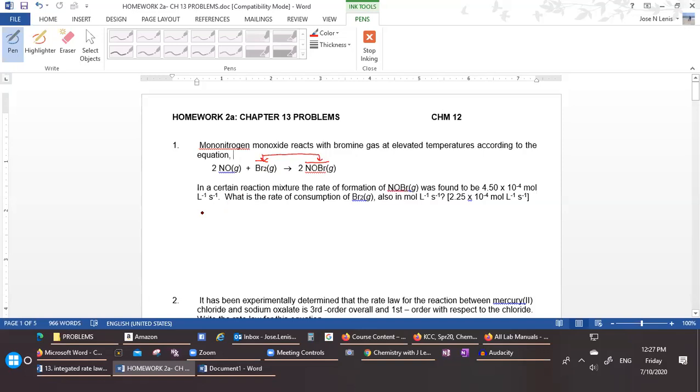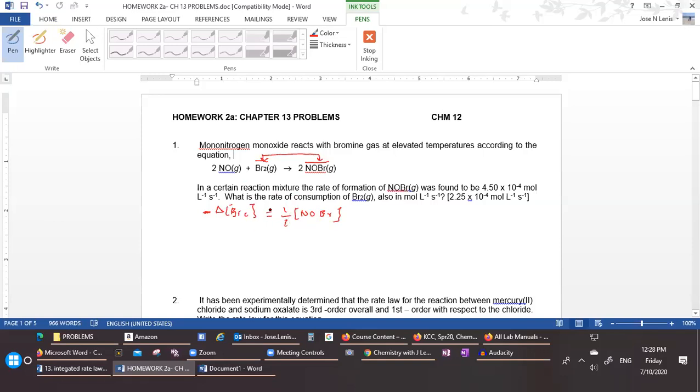So it's going to be negative change of concentration of Br2 equals. And this is being formed, so it's going to be positive. 1/2, this is the stoichiometric coefficient, times concentration of NO here. This is the relationship between the rate of disappearance and the rate of formation in the reaction, and the relationship with the stoichiometry on the problem.